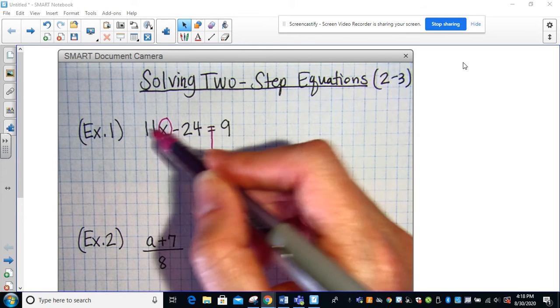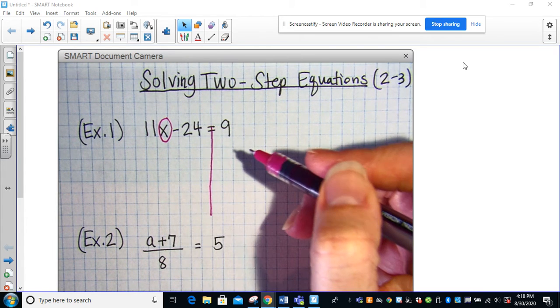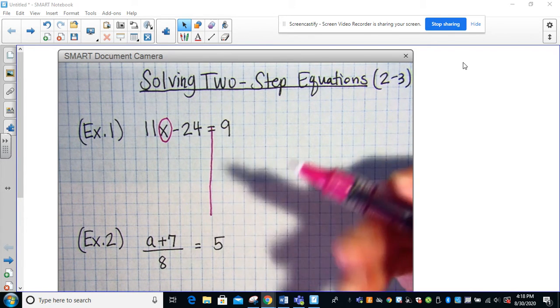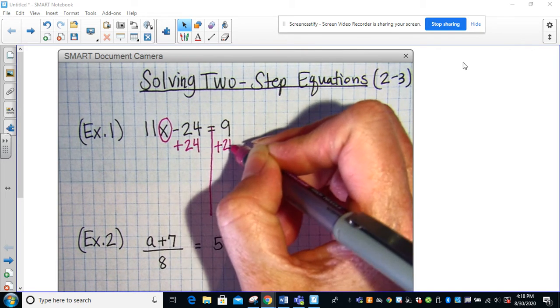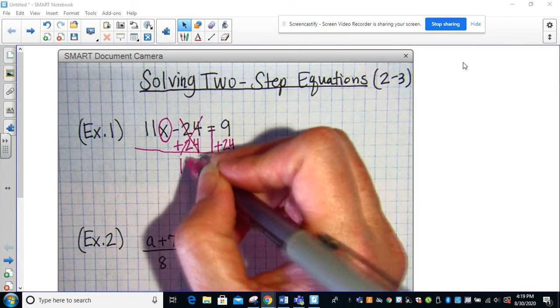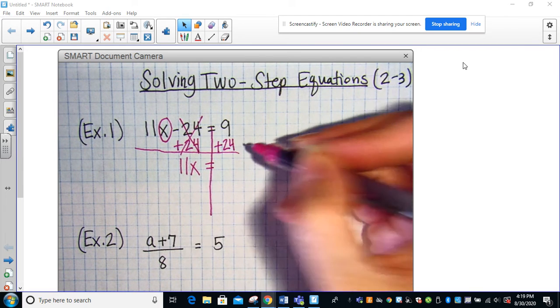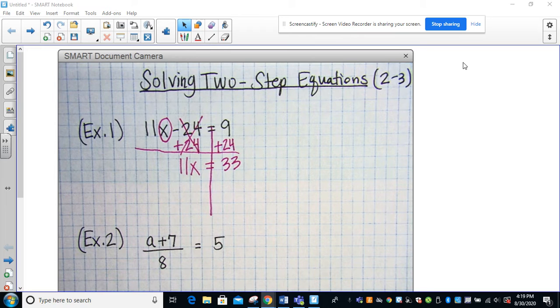Since this is multiplying together, we're going to keep those together, and we're going to get rid of this minus 24 first. And to do that, we do the opposite. So we're going to add 24, and what we do to one side, we have to do to the other. So what that does is eliminates those two, and we bring down the 11x, and then 24 plus 9 is 33.